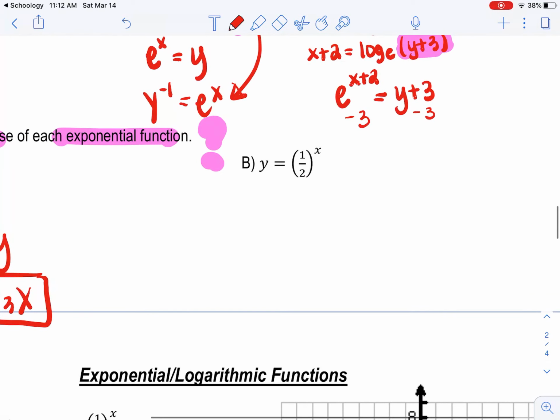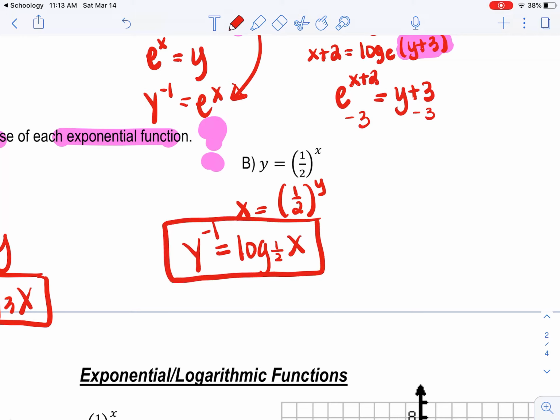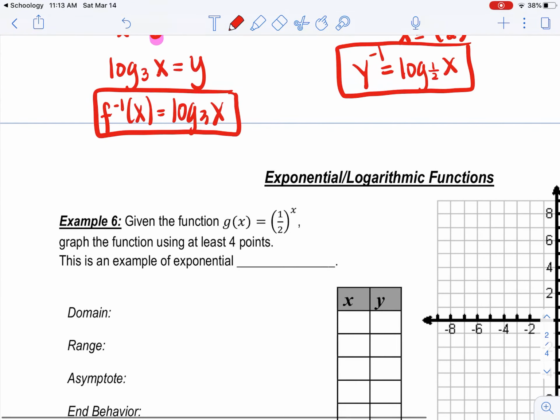Go ahead and try the last one on your own by pausing the video. All right, you should have gotten x equals 1/2 to the y power. It's isolated, so I can rewrite as a log. Log base 1/2 of x equals, and then instead of putting equals y, I'm going to automatically change it to y inverse. And notice I wrote it on the left-hand side just because that's what we want to see. We want to see y on the left-hand side. But if it's on the right-hand side, it's also correct.